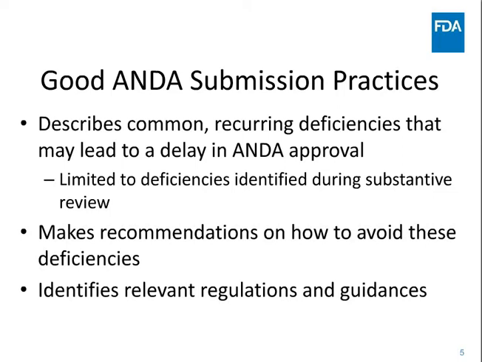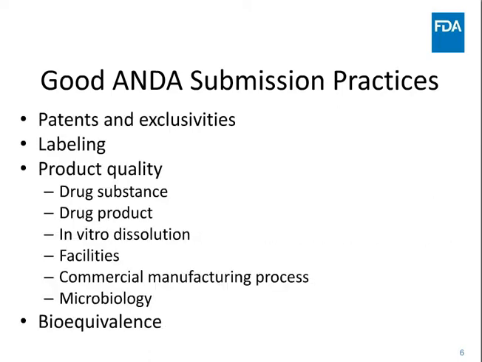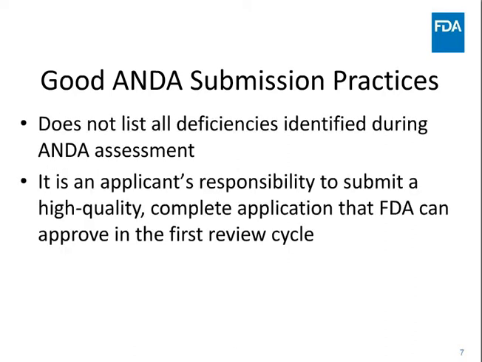So for each of these common recurring deficiencies, we list about 40 or so of them. We make recommendations on how to address and avoid those deficiencies. And then we also cite to regulations and guidances, so there are other places you can look for additional information. So this is the general landscape of the deficiencies that we go into: patents and exclusivities, labeling, a broad swath of deficiencies related to product quality, and then bioequivalence deficiencies.